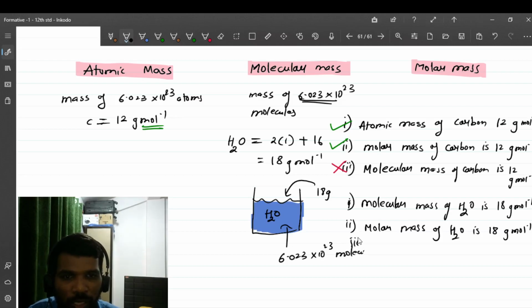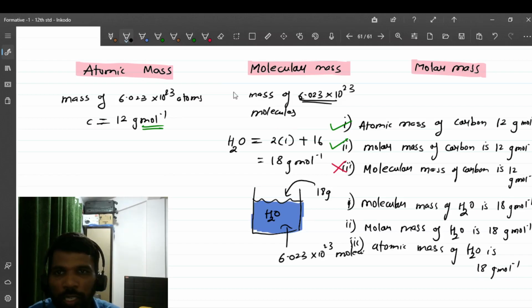But I cannot say this statement. We cannot say it. What? Atomic mass of H2O is 18 grams per mole. We can say the first statement and the second, but we cannot say this, because water is not an atom, it is a molecule. Only this is the difference.